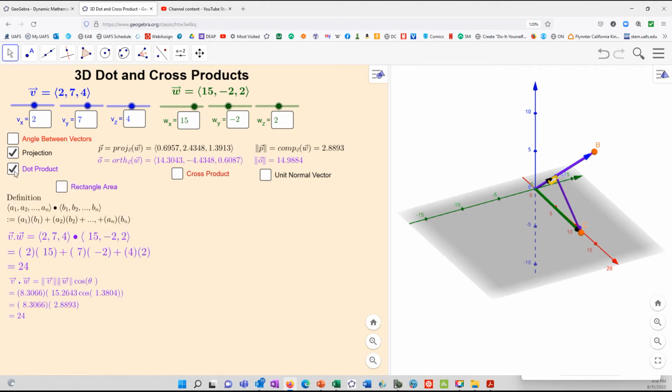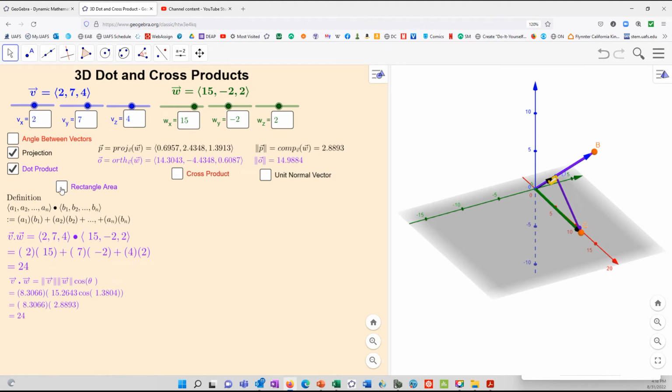Okay, let me leave that projection on. Let's look at the dot product. So again, here's how you compute it. Right now I have 2, 7, 4, and 15, negative 2, 2. So just multiply the corresponding components. What do you get? You get 30 minus 14 plus 8, which is 24.